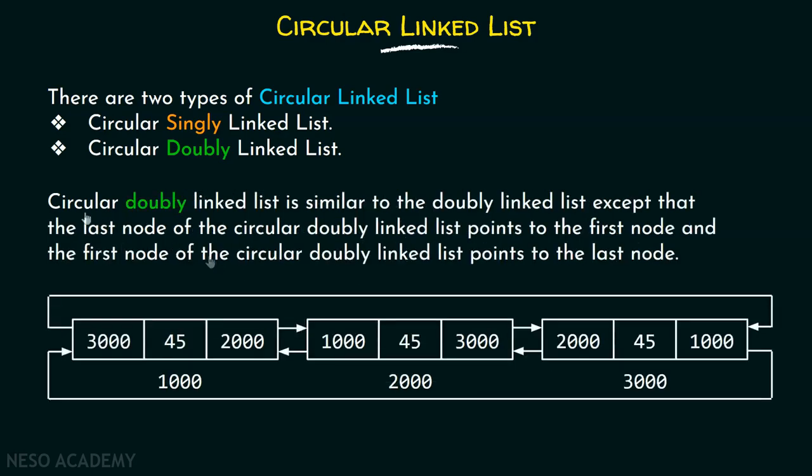Apart from this, circular doubly linked list is similar to the doubly linked list except that the last node of the circular doubly linked list points to the first node and the first node of the circular doubly linked list points to the last node. So here last node must point to the first node and first node must also point to the last node.